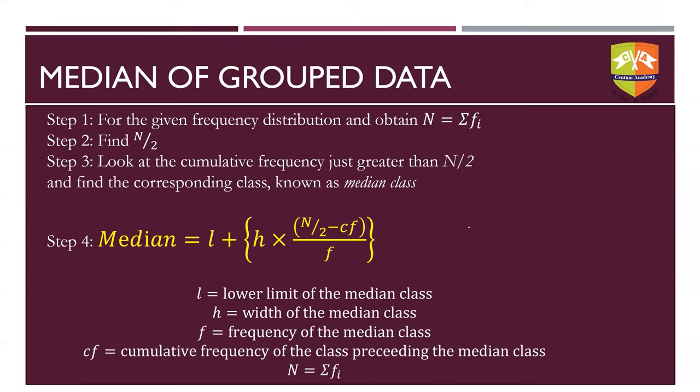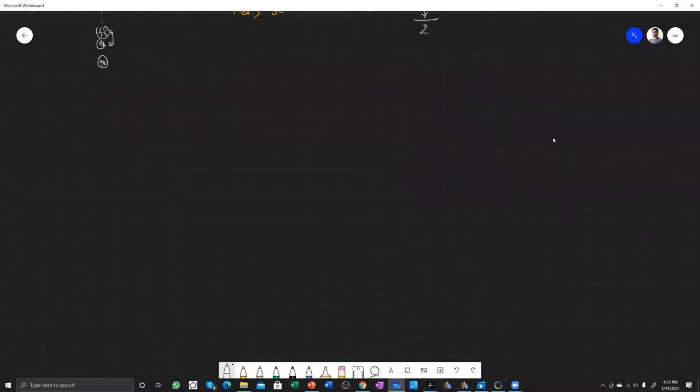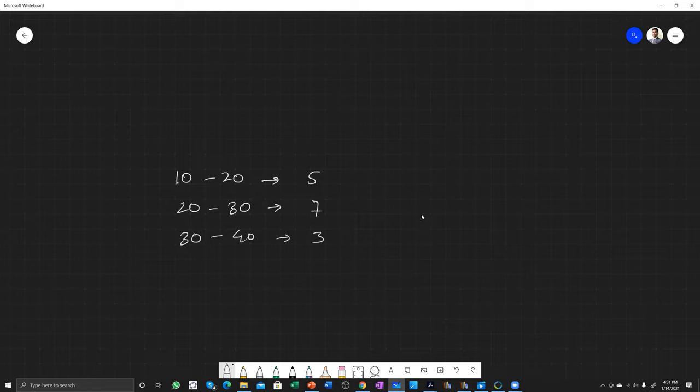Mid value of something. For example, in the case of ages, it works very effectively. Let's change it to only three classes, three class intervals. Then it will become much easier, and you will be able to understand this properly. Let's take a random example. Let's say we have 10 to 20, and let's say the frequency is 5. 20 to 30, let's say this is 7, and 30 to 40, let's say we have 3. So 12 plus 3, 15. Is that fine? There are a total of 15 items.